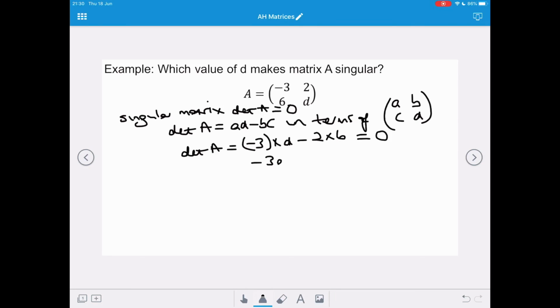So that means we're going to have negative 3D minus 12 equals 0. If we add the 12 to both sides, we're going to get negative 3D equals 12. And if we divide both sides by negative 3, we're going to get D equals negative 4. And that's the value of D that will make matrix A singular.